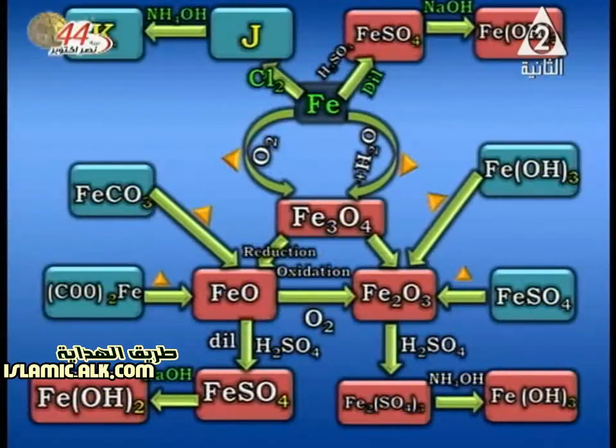Now looking at compound J. When iron reacts with chlorine, it forms iron 3 chloride. This iron 3 chloride, when it reacts with ammonium hydroxide, gives compound K. This reaction is a double substitution reaction, so it produces iron 3 hydroxide, which is a reddish brown precipitate, and ammonium chloride.